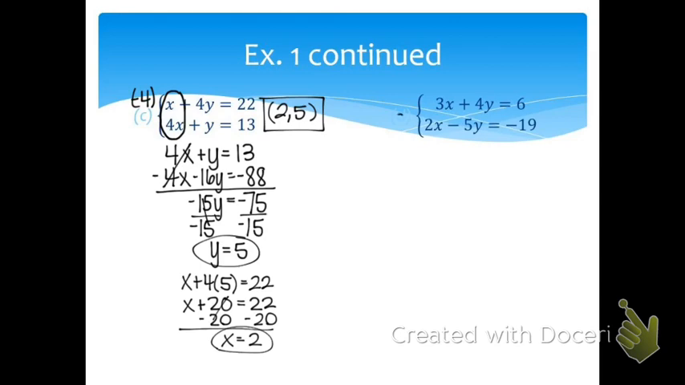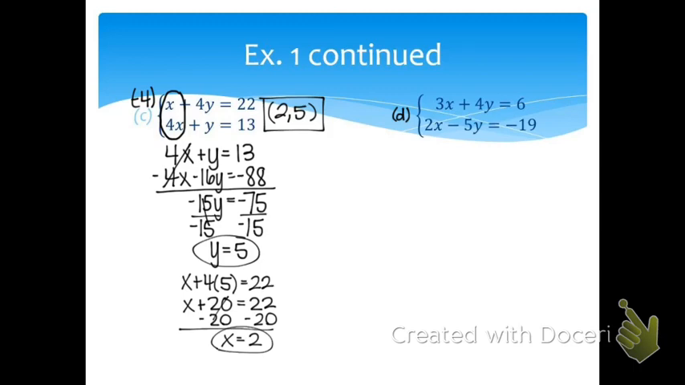Now, let's look at letter D. And if it's hard for you to see on the screen, that is a letter D right there. Are the equations set up correctly? That's the first thing we check for. Yes, they're both in standard form. The x's, the y's, and the constants are all lined up vertically.